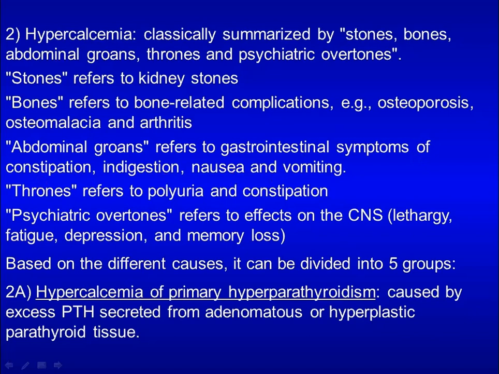Thrones refers to polyuria and constipation. Psychiatric overtones refers to effects on the central nervous system, such as lethargy, fatigue, depression, and memory loss. Based on the different causes, hypercalcemia can be divided into 5 groups. The first group is hypercalcemia of primary hyperparathyroidism. It is caused by excess PTH secreted from adenomatous or hyperplastic parathyroid tissue.